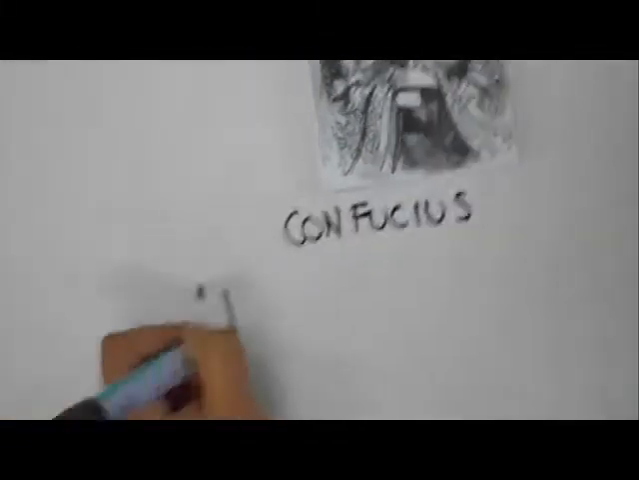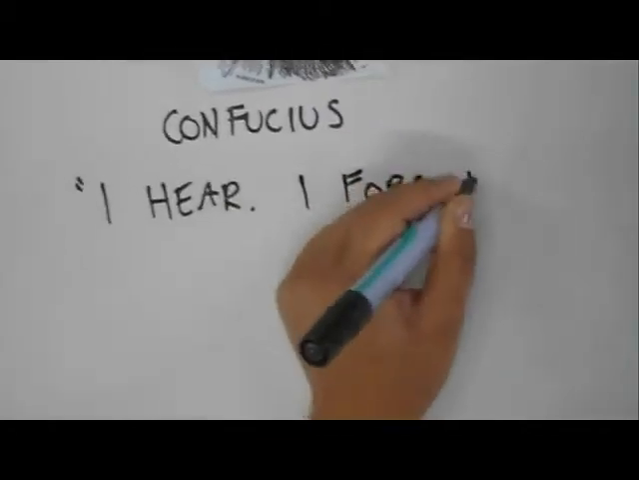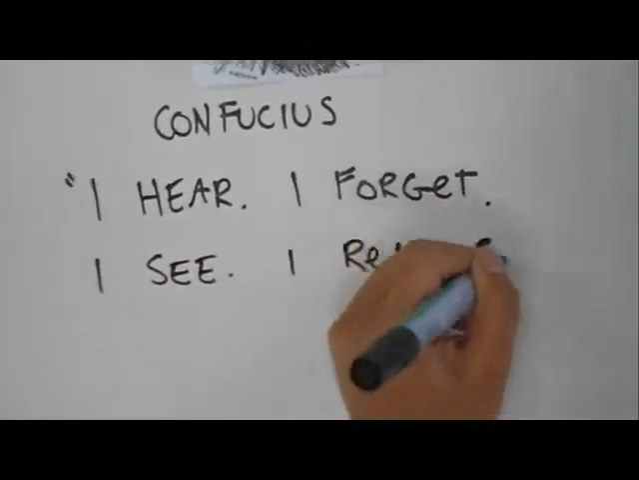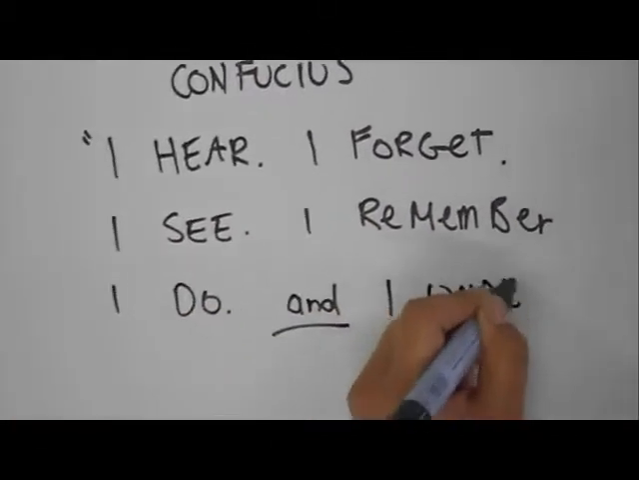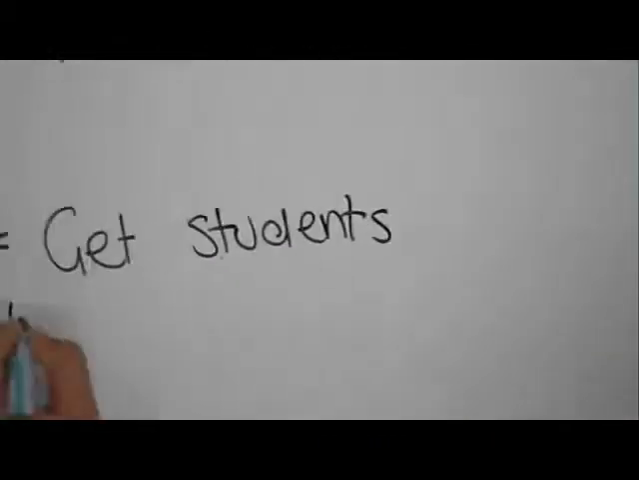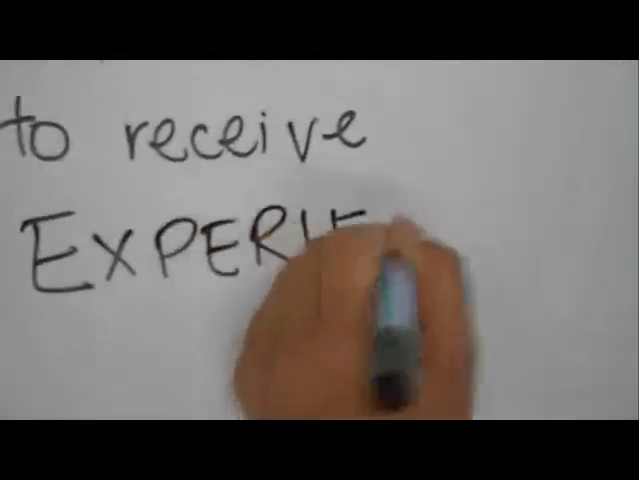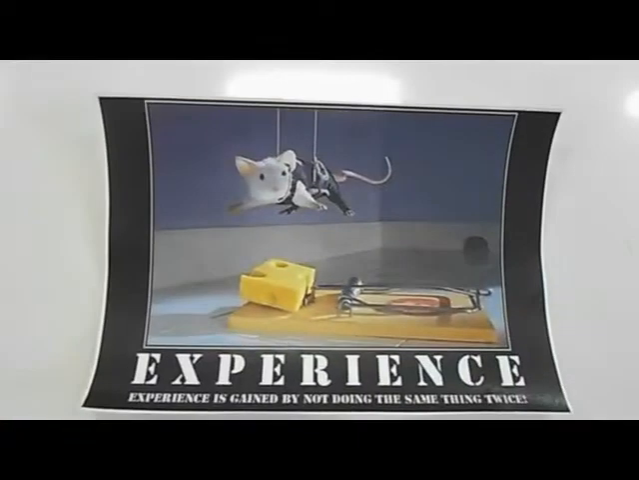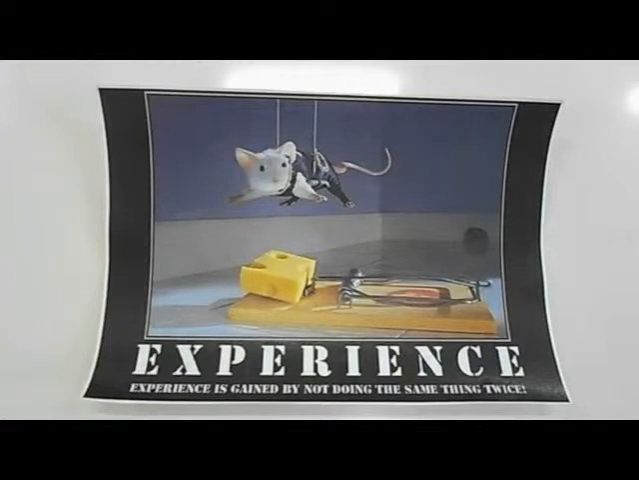Here is a great quote from Confucius for us as teachers to reflect on as we conclude. I hear and I forget. I see and I remember. I do and I understand. Learning occurs by doing and experiencing. As teachers, our main goal is to facilitate learning, and the most effective way to do this is to have the students experiencing, not simply hearing and seeing.